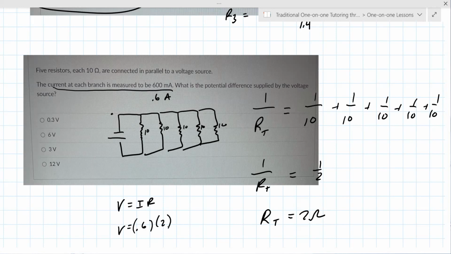I wonder. The current at each branch. Oh, because it's parallel, it splits off. So there's 0.6 at each branch, but you need the total, so you have to add those up. The total current is not 0.6, it's actually 3, because there's 5 of them. And that gives you 6 volts.